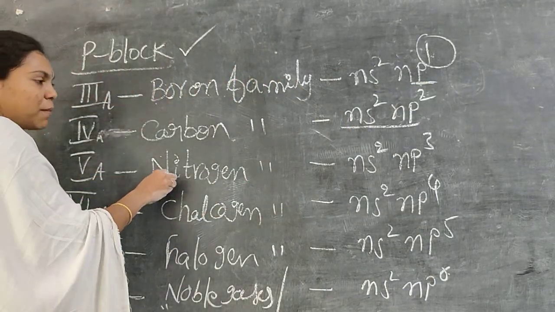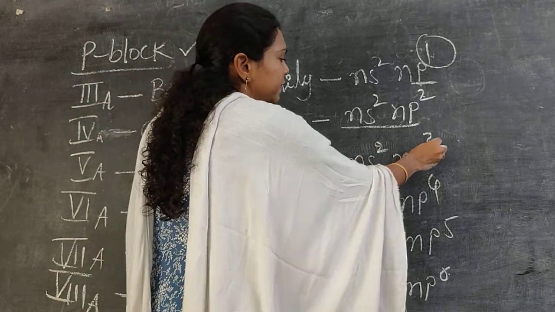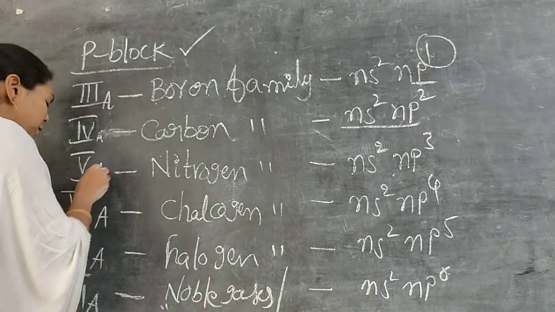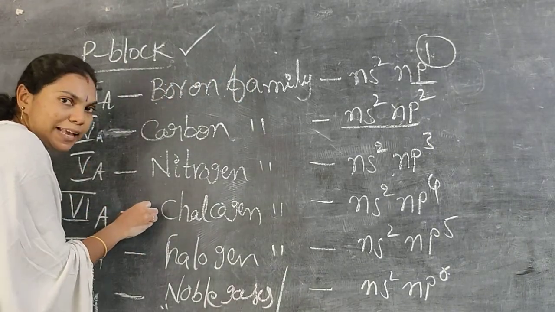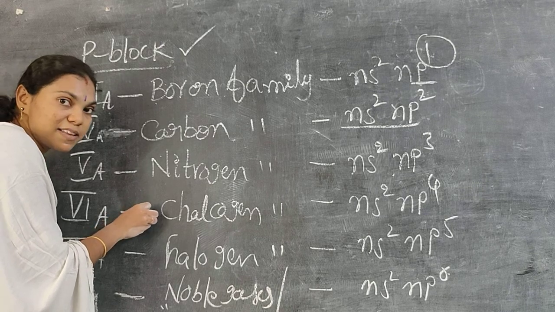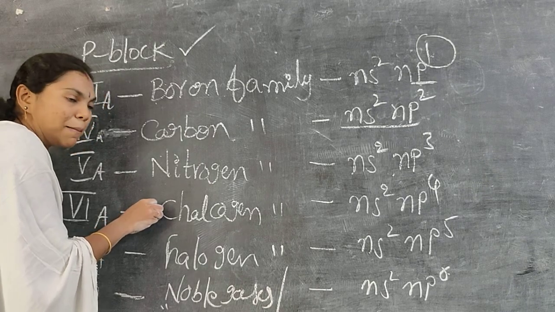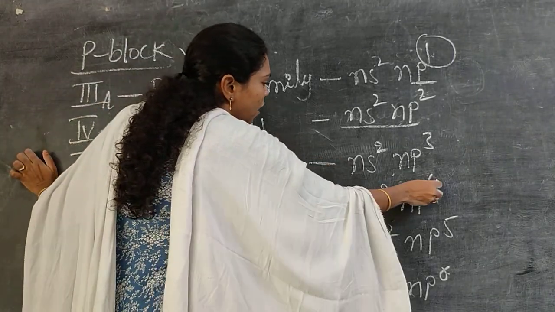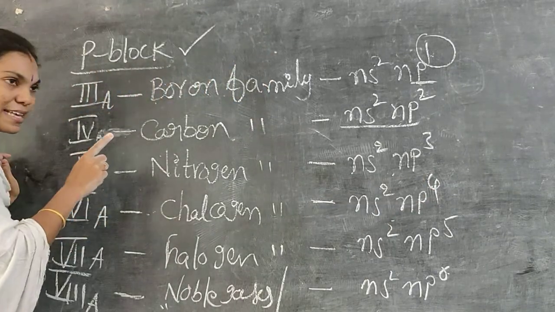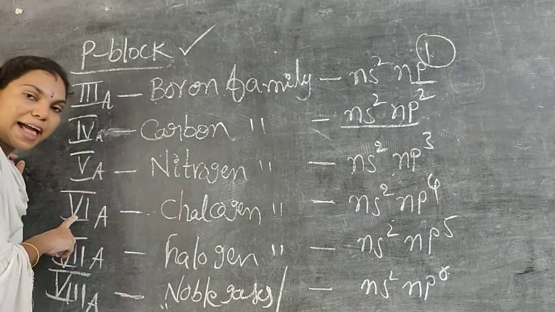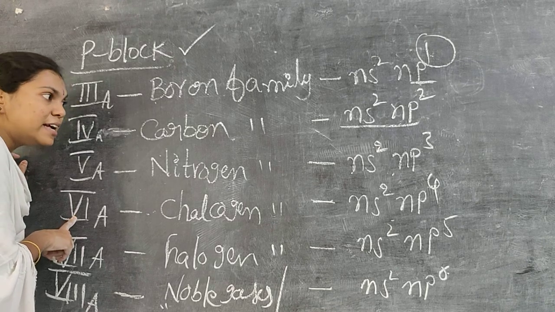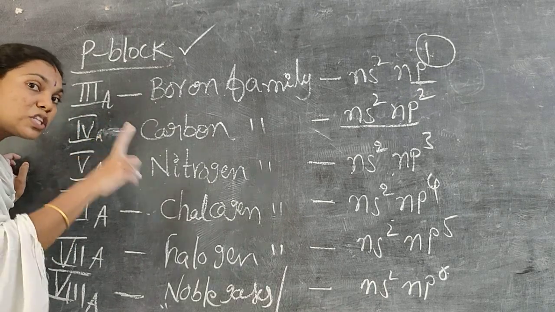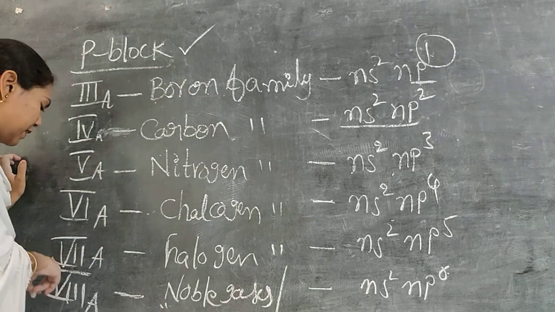5th A, nitrogen family, Ns2 Np3, 3 plus 2, 5 valence electrons are present in the outermost shell. That is 5th A. 6th A, chalcogen family or oxygen family, because oxygen is the starting element. The general electronic configuration is Ns2 Np4, 4 plus 2, 6. 6 valence electrons are present in the outermost shell, so it belongs to the 6th A group. Do you understand now? 6 electrons in the outermost shell means it belongs to the 6th A group. The number of outermost electrons equals the group number.